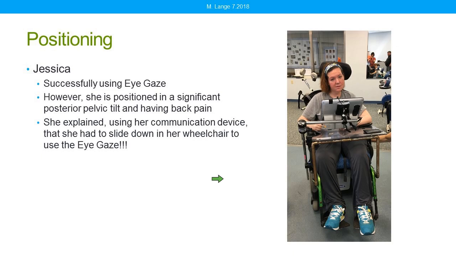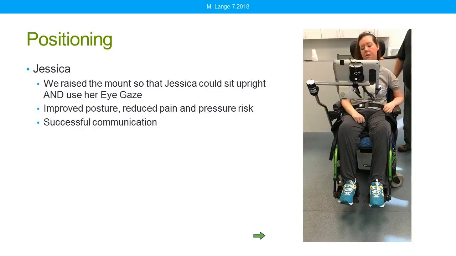We asked her, why are you in all this posterior pelvic tilt? Can we reposition you so you're sitting upright? She explained to us that she had to slide down intentionally in her wheelchair to use her eye gaze. If she was sitting upright in her wheelchair, she could not. So her solution was slide into a posterior pelvic tilt. Our solution was raise the mount. So we raised the mount. That allowed her to sit upright with her pelvis, upright trunk, and still readily use her eye gaze.